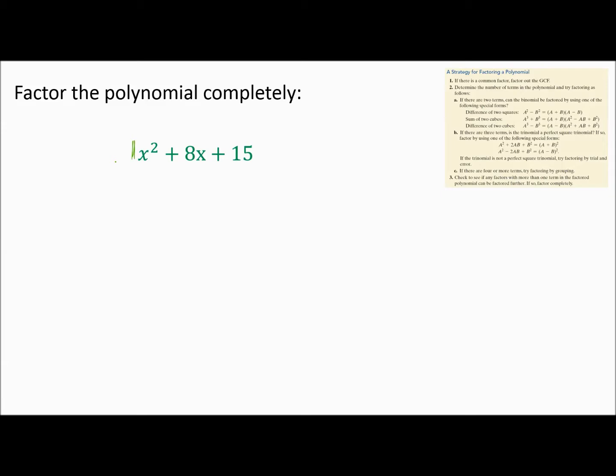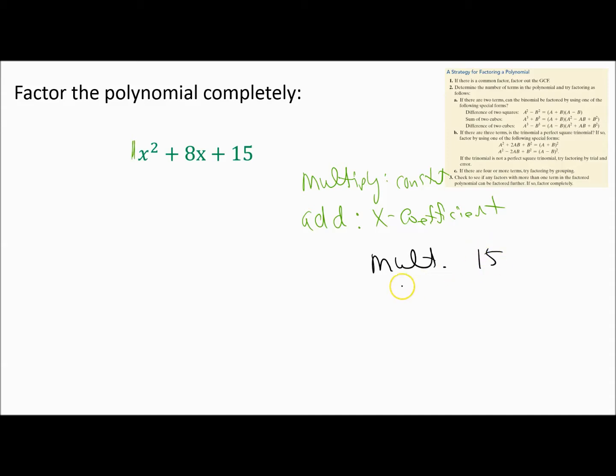Okay? So here's what I'm going to do. If there's a leading coefficient of 1, what I want to do is find numbers that multiply to be the constant. In our case, the constant is 15. So multiply to be the constant, and at the same time, these same two numbers add to be the x coefficient. Now, your variable in your problem might not be x. It might be something else. But that's what we need to do. We need to find two numbers that multiply to be the constant and add to be the x coefficient. So in our particular problem, we're going to find numbers that multiply, I'll put MLT, to be 15. And at the same time, those two numbers add to be 8.